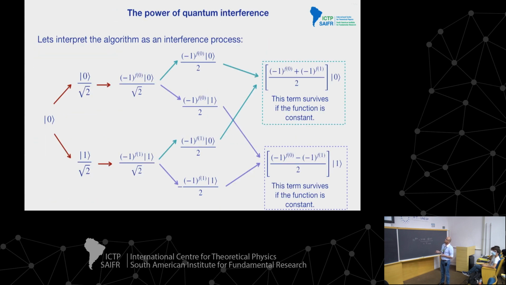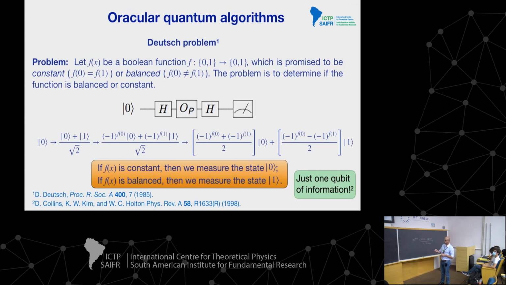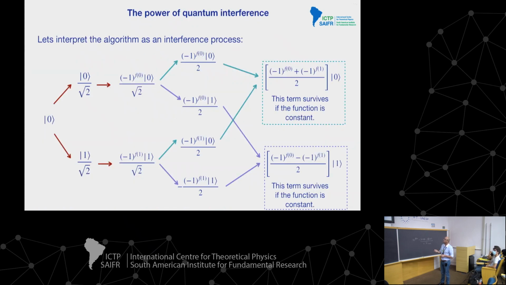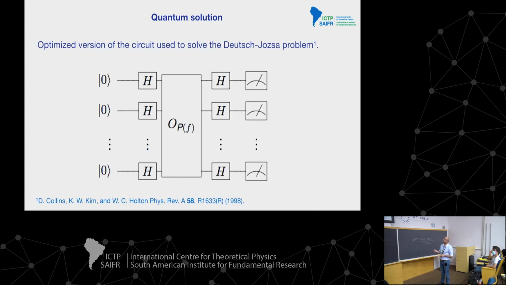Let's come back to this example. Hadamard, operation, Hadamard. This results in interference. This kind of structure is the same for high-dimensional systems, right? So this is the idea of interference. When you put all the states in superposition, it's not possible to follow the path each state will follow, right? So this is an interference process.